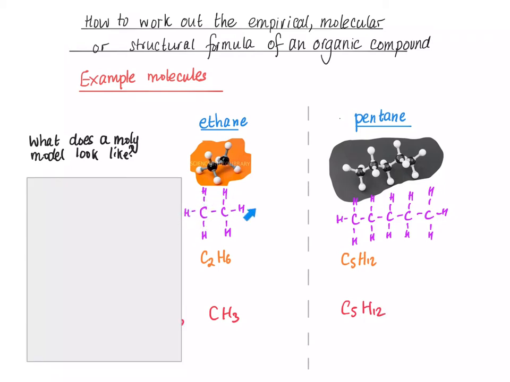We call this and this the structural formula. So that's when it's drawn out so you can see how all the atoms are connected. We call this and these two things the molecular formula. And finally, we call the simplest whole number ratio of the elements in the compound the empirical formula.